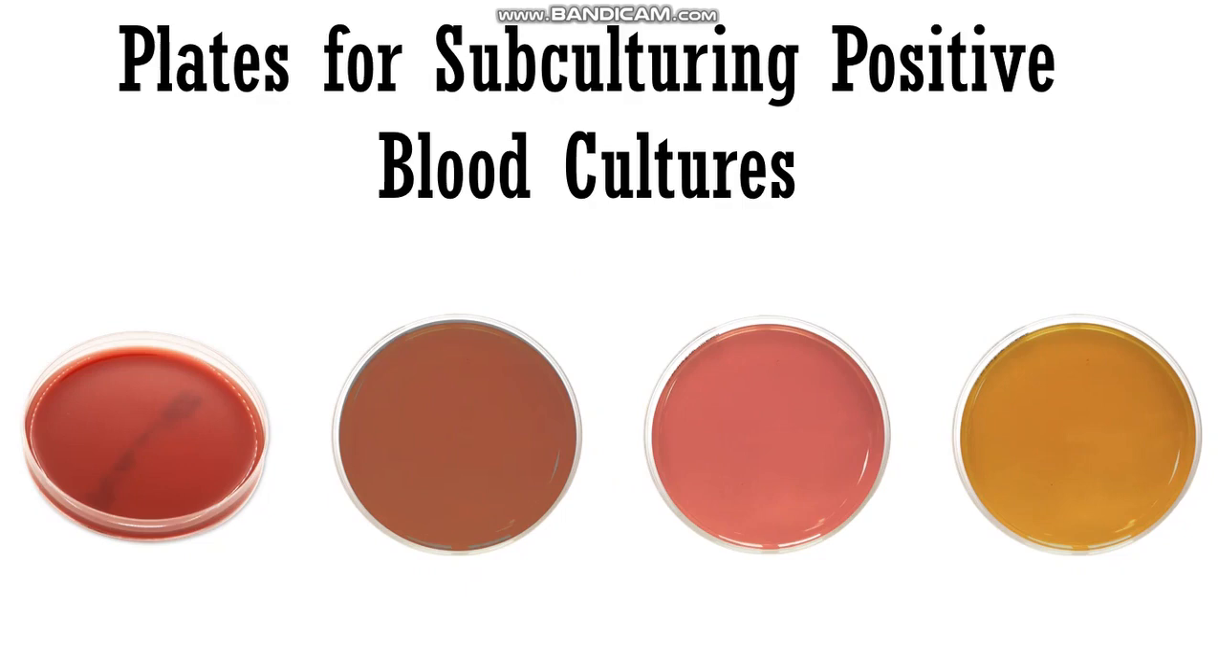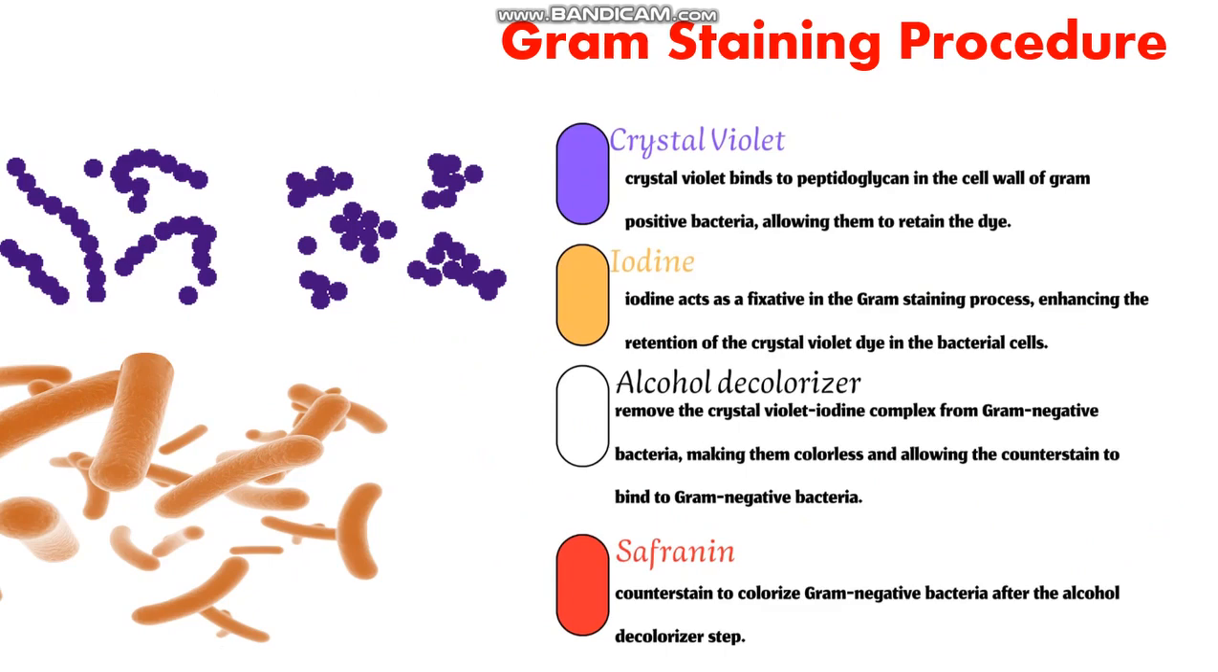By inoculating these four media types, we ensure a comprehensive approach to identifying a wide range of potential pathogens in blood cultures. The Gram stain is one of the most fundamental techniques in microbiology, widely used to differentiate bacteria into two main groups, gram-positive and gram-negative. This distinction is based on the composition of the bacterial cell wall. So let's go through these steps, and we will start with crystal violet.